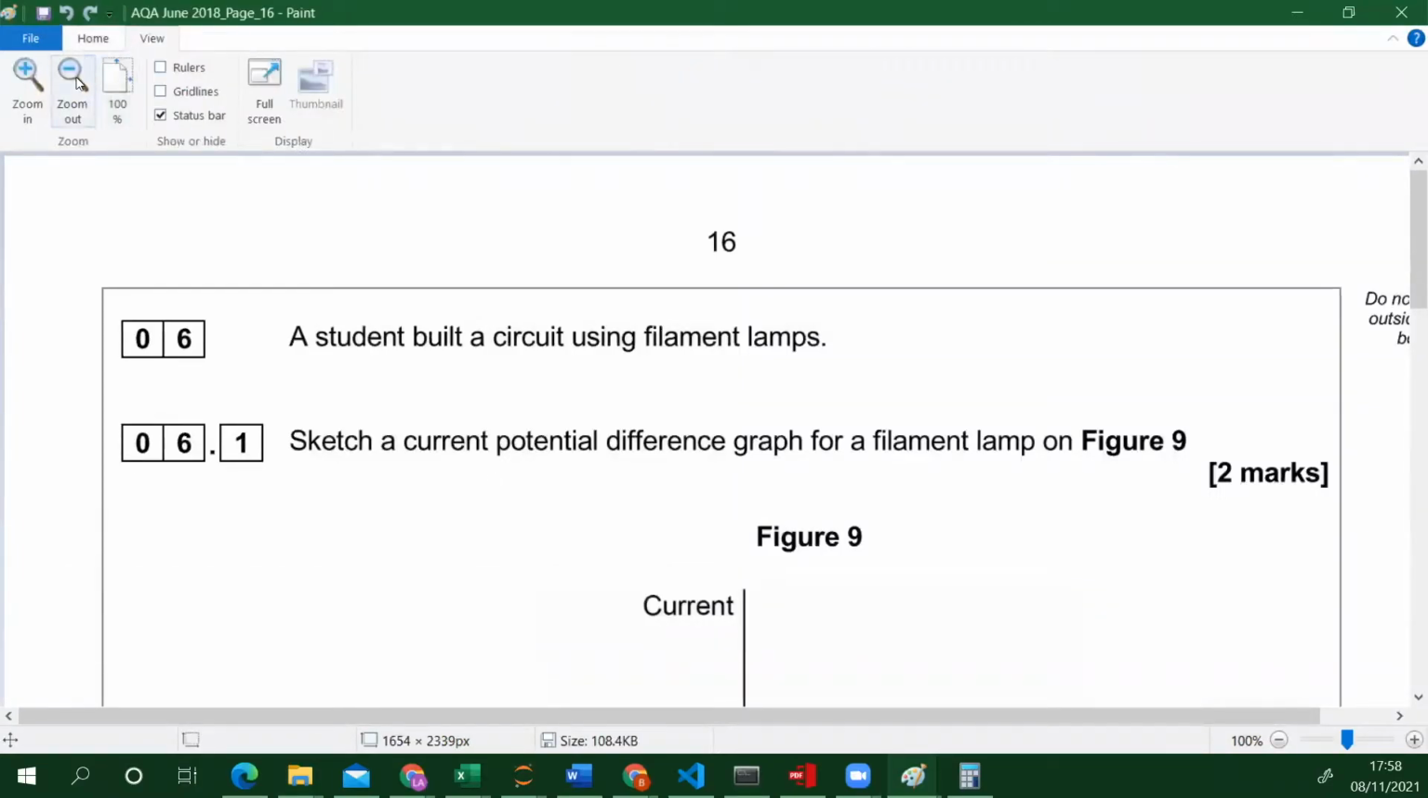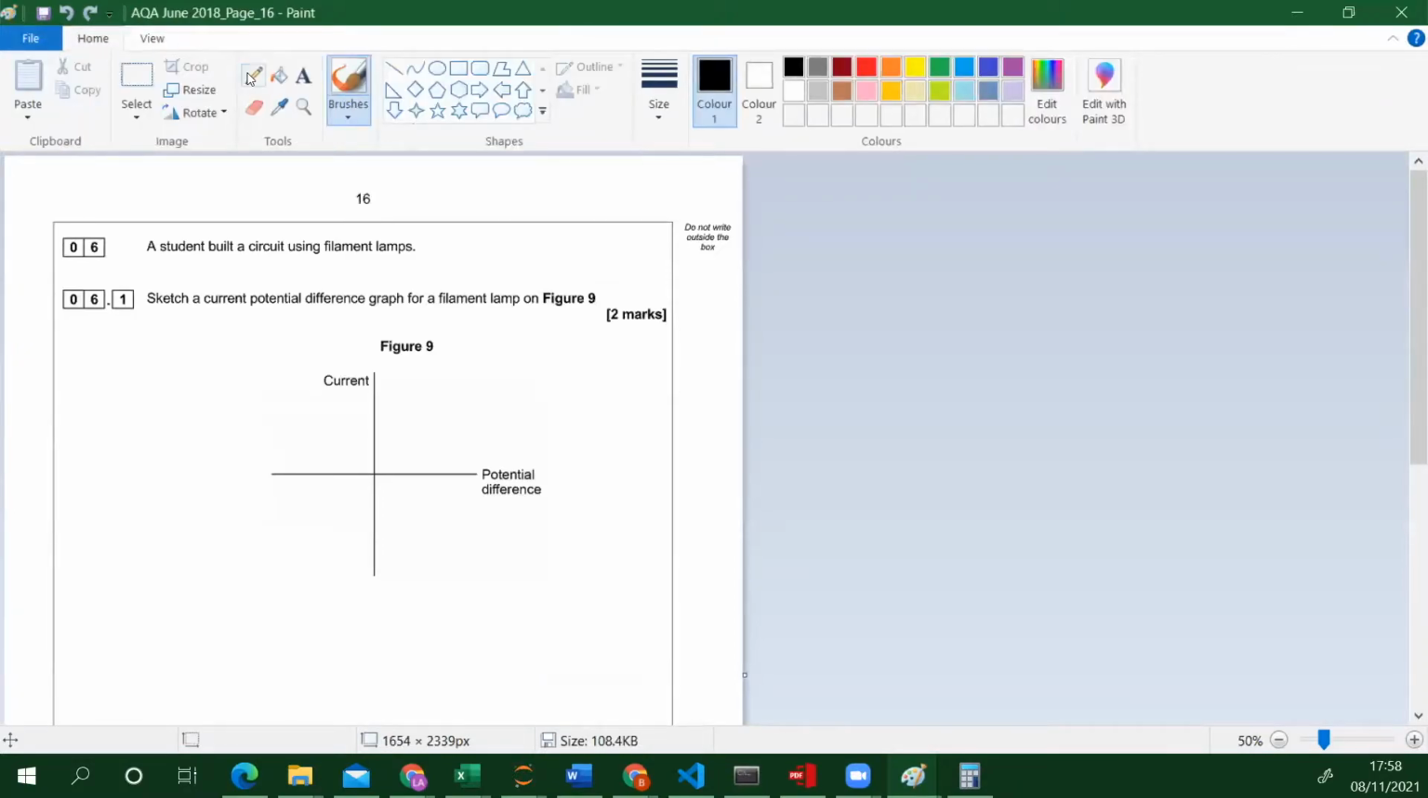Next question, electricity. We've got a graph, so let's get a pencil. It says a student built a circuit using filament lamps, so normal light bulbs. Sketch a current-potential difference graph for a filament lamp on figure 9. It's going to be a curve, not a straight line. The filament lamp is not ohmic.